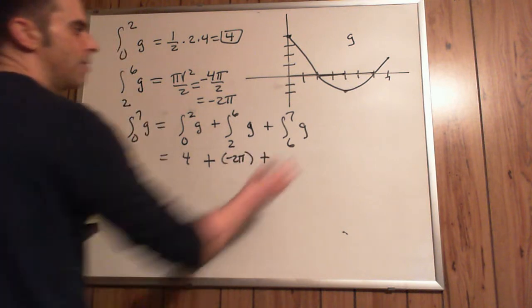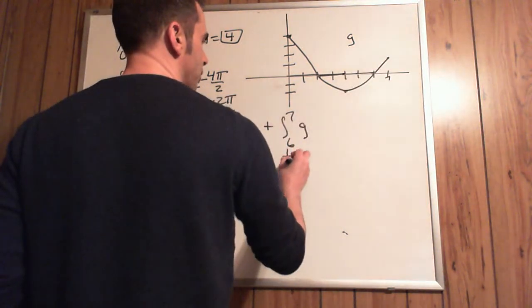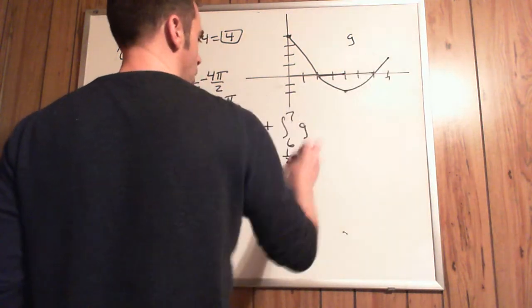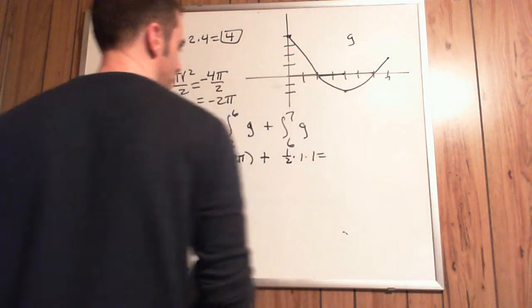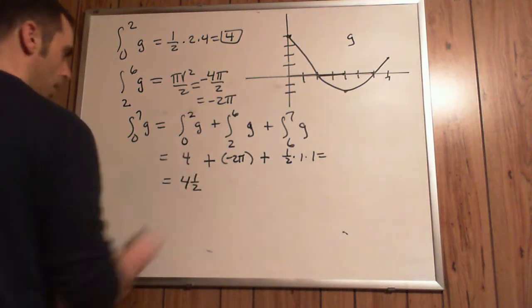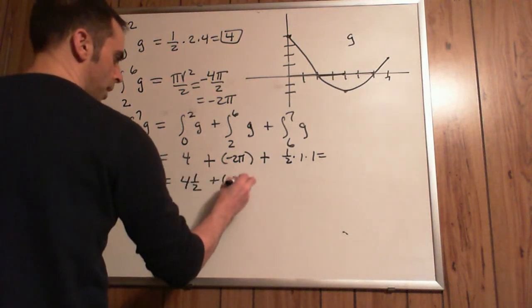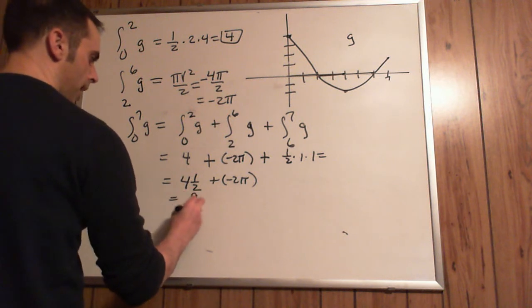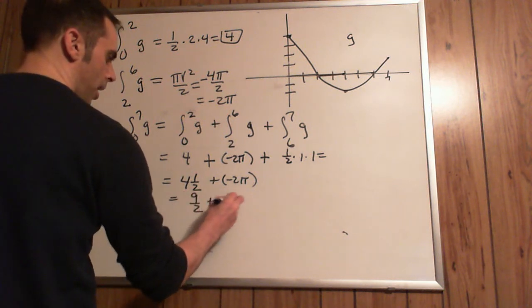And 6 to 7, well, that's new. That's 1/2 times 1 times 1. It's above, so it's +1/2. So that's 4.5 plus -2 pi. And that's 9/2 plus -2 pi.